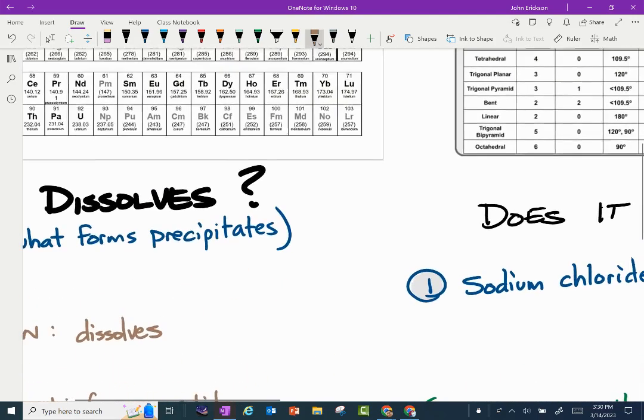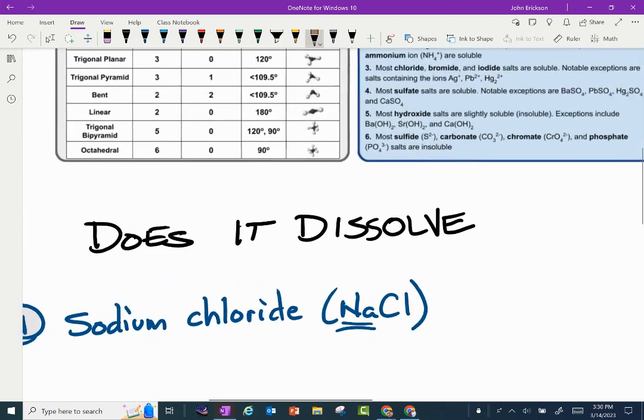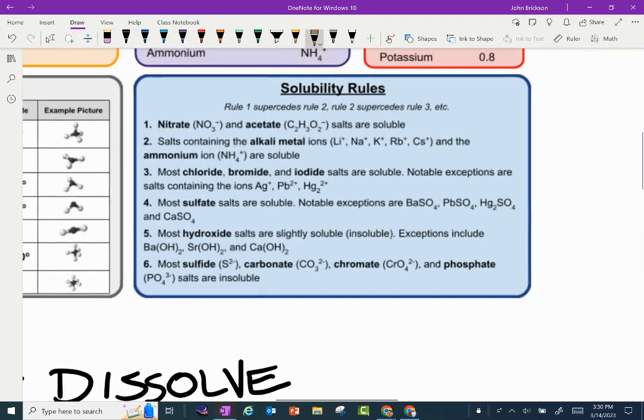How do we know if something will dissolve or if it will form a precipitate? There's a list of solubility rules. This is found on the back of my periodic table, and there are other lists out there that will make it easier to tell if something dissolves. There are literally hundreds of ionic compounds out there. How do we know for all of them, will this dissolve or will it not? There's no way you want to memorize all the different possible compounds.